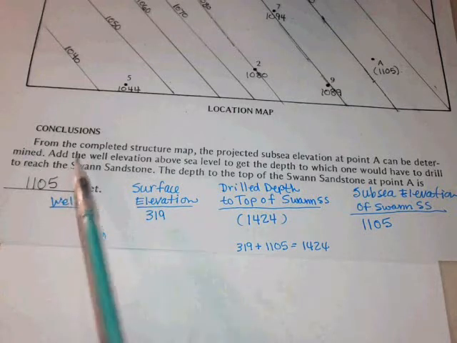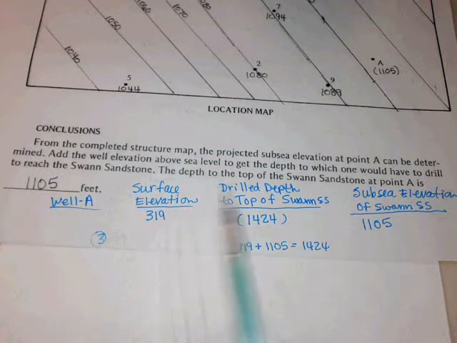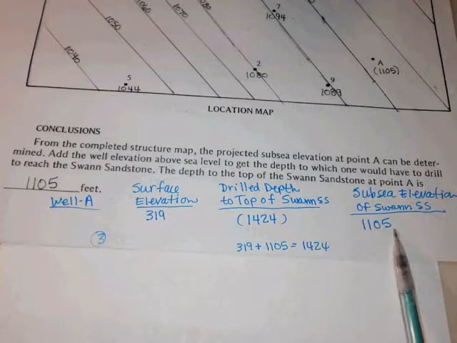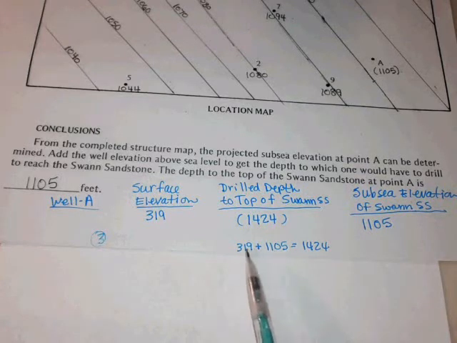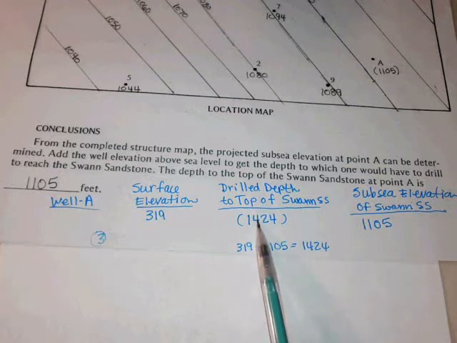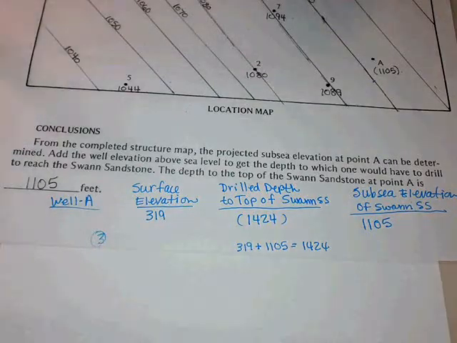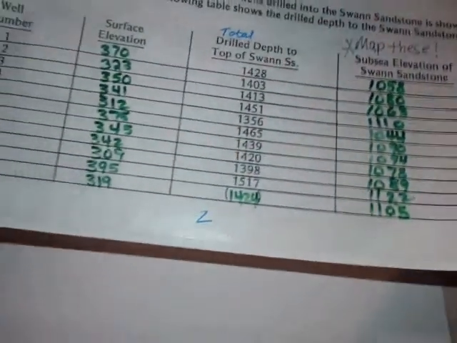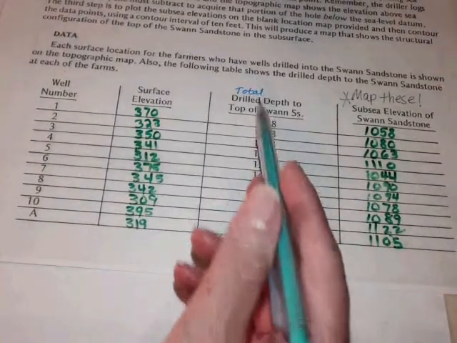And so what is the total drill depth for well A? Our surface elevation from our data, our topographic map, was 319 feet. The subsea elevation column, we found it, 1,105. If you add those two values together, that gives us the total drill depth to the top of the Swan Sandstone Aquifer. 1424 is that value. So you can fill that in on your data table. 1424, the total drill depth.